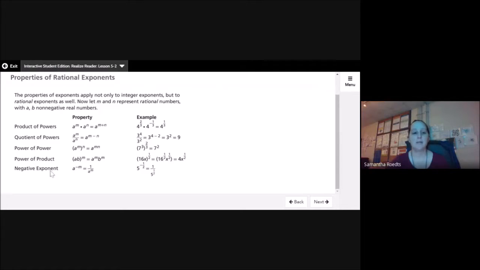I do the same thing. Power of power, so I'm raising an exponent to another exponent. I do the same thing. I multiply the exponents together. Power of product, (ab)^m, I apply that power to each of the integers or rational numbers inside the parentheses. And a negative exponent, I flip the base that has the negative applied to it. So in this case, a^(-m) becomes 1 over a^m. So basically, they just switch whether they're in the numerator or denominator, and the power becomes positive.